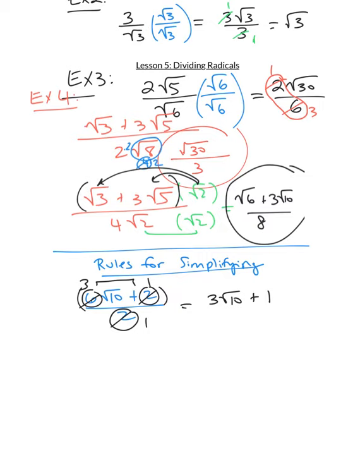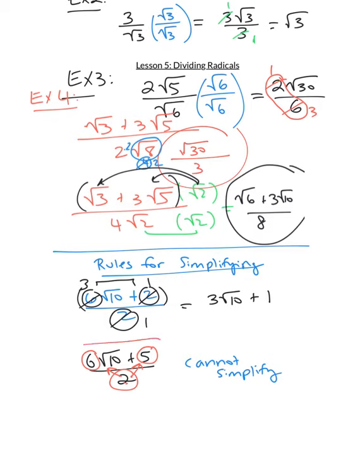Okay, here's another one. If I had something like 6 radical 10 plus 5, all over 2, this can't be simplified, because even though 2 goes into 6, it doesn't go into 5. This 2 has to go into both terms in the numerator. It has to be a common factor to both terms in the numerator. And so therefore, this would be my final answer.